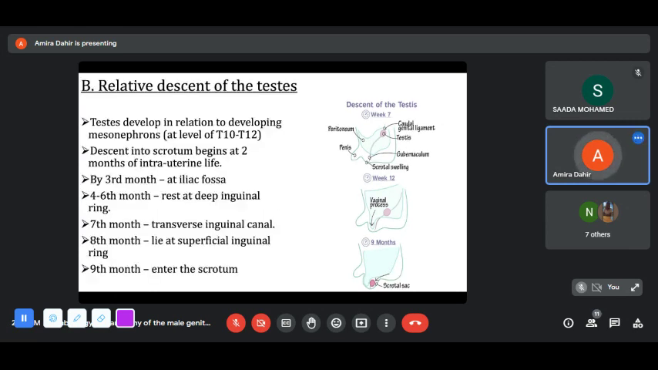Now, still on the relative descent of the testis, the testis lies at T12, and the descent into the scrotum begins at 2 months of intrauterine life. By the 3rd month it is at the iliac fossa, by the 4th to 6th month it rests at the deep inguinal ring. By the 7th month, it is at the superficial inguinal ring, and at 9 months it is in the scrotum.